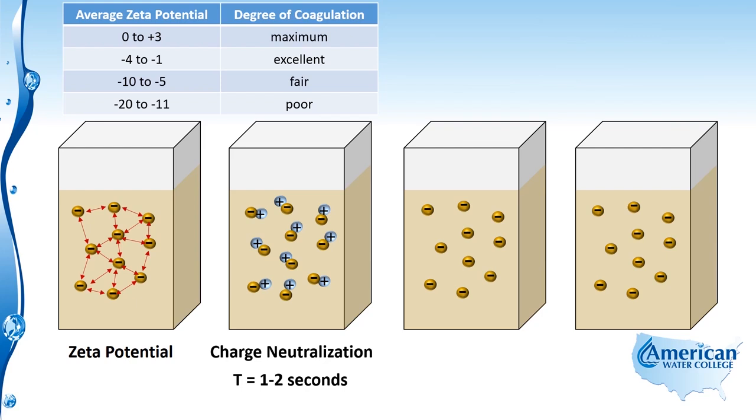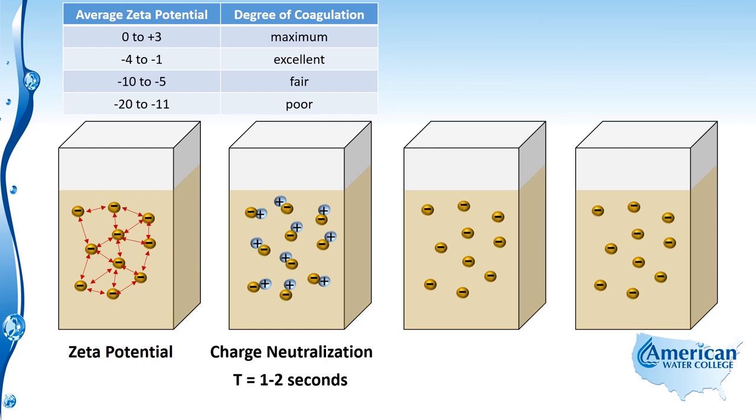And most plants will operate slightly negative here, so this excellent degree of coagulation is where most plants operate because they don't want to add too much coagulant, because it can then pass through the plant and end up causing issues in the distribution system. And then our final classification of maximum coagulation is when the average zeta potential is in the range of 0 to +3. So you might want to remember that for your exam, the different degrees of coagulation.